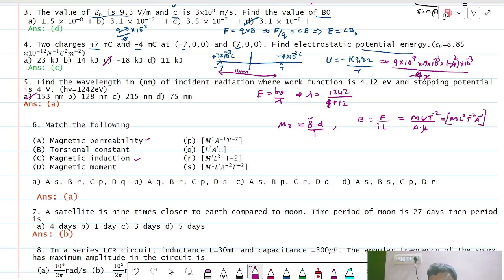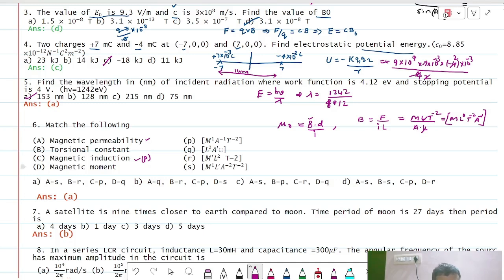If you know this one only, I can find out mu naught, magnetic permeability. That's why I found this one, B. Once verify this: M A power minus 1 T power minus 2 L0, here not given. So this is the answer. First, magnetic induction; third one is P. Now we have to verify third one P. Option A is there, option B is also there, option C also there. Okay, next another one.